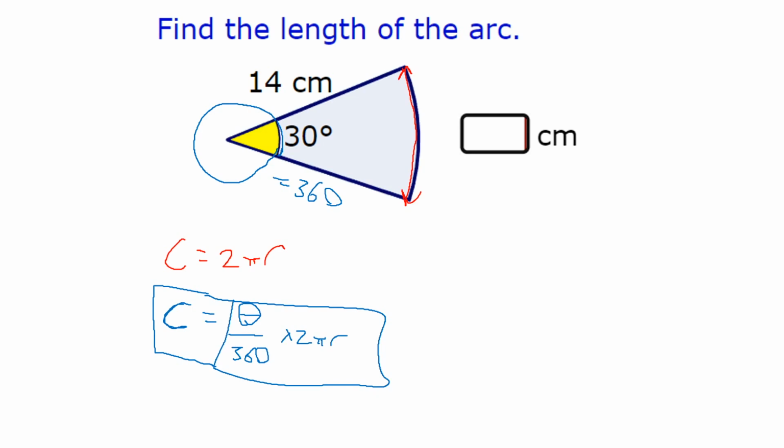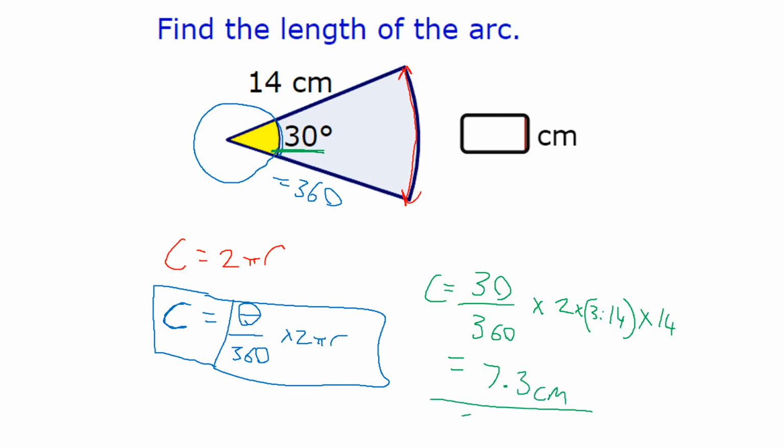So let's work on this example. For this example, the arc length C is going to be, well, we know that theta is 30, so it's going to be 30 over 360 times 2 times 3.14, because that's what pi is, if you remember from the last video, times the radius, which is 14. Now we plug that into our calculators, and we should get an answer of 7.3 centimeters. So you can write that down, and we'll get the marks.